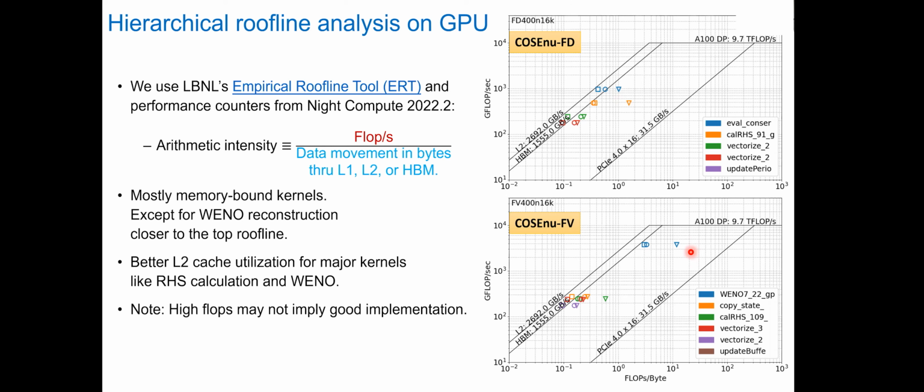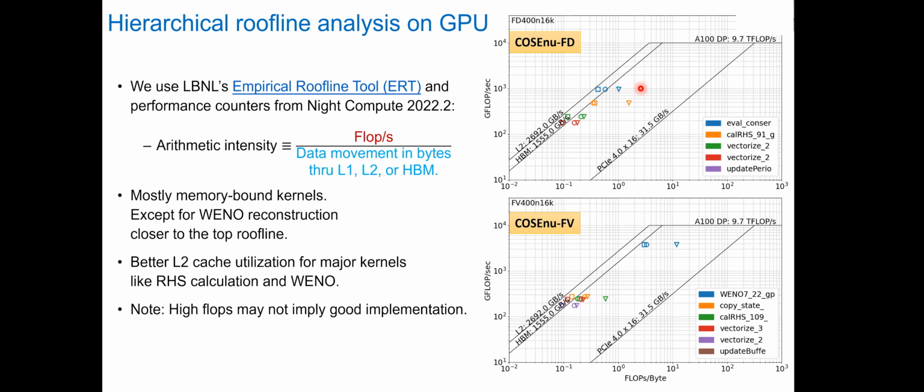And it seems that the L2 cache utilization for major kernels like the calculate right-hand side and the WENO reconstruction is quite good. But it's still far from good, because it seems we still have a lot of room to improve. But this really gives us a good guide to which direction we might improve our code.